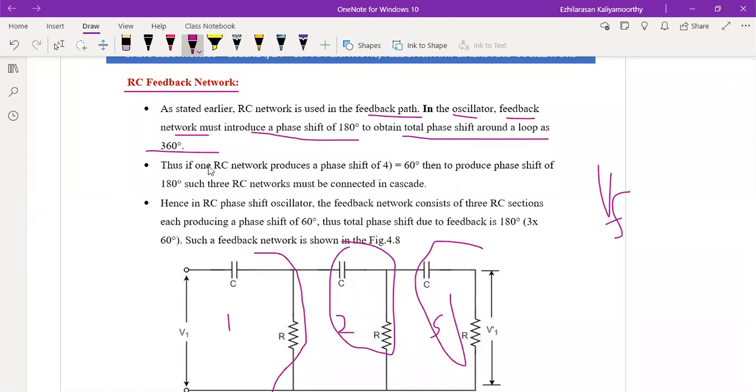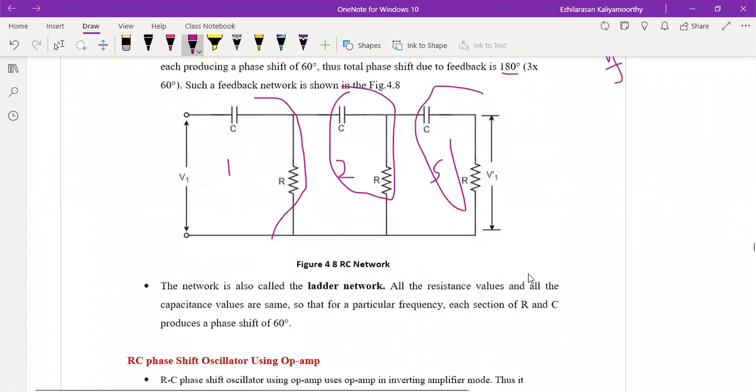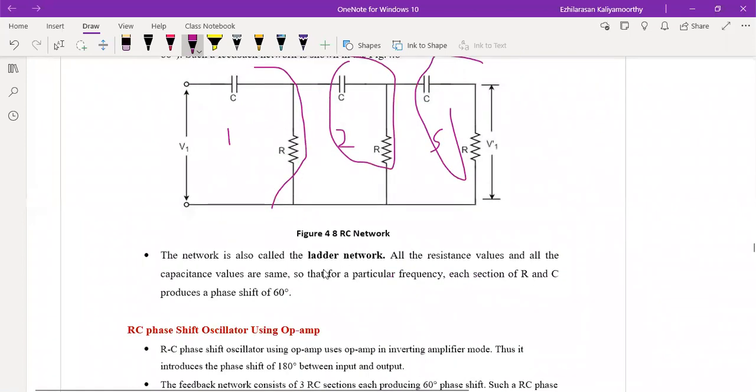As I said, one RC network produces a phase shift of 60 degrees, then it produces a phase shift of 180. Such 3 RC networks must be cascaded continually, so we will get a 180 degree phase shift. This network is also sometimes called a ladder network.